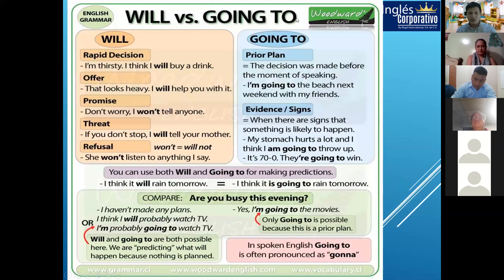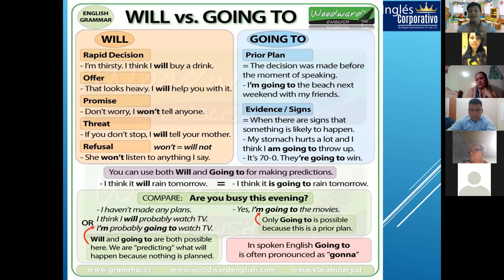Okay, we have will and going to. Okay, will, rapid decision. Going to, prior plans. Como ya tenemos algo planeado que va a suceder y tiene más prioridad, una probabilidad que va a suceder. But los dos demuestran un futuro. ¿Sí? Esto es algo que pensamos rápido. Por ejemplo, teacher, me estoy ahogando. I'm thirsty. I will buy a drink. Compraré una bebida. Es una decisión rápida. Ok, very good.